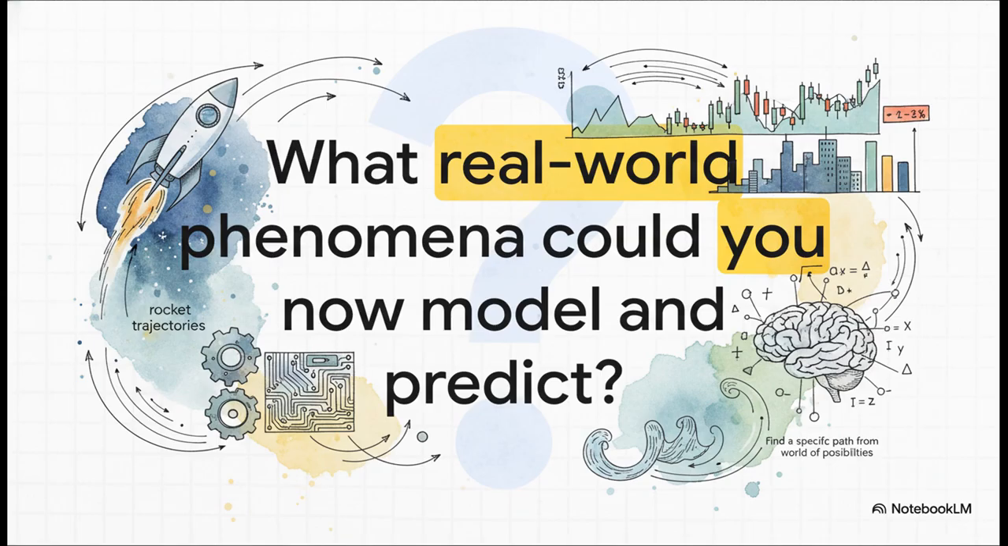So the question I want to leave you with is this. Now that you know how to find one specific path out of a whole world of possibilities, what kind of real-world problems could you model and predict?